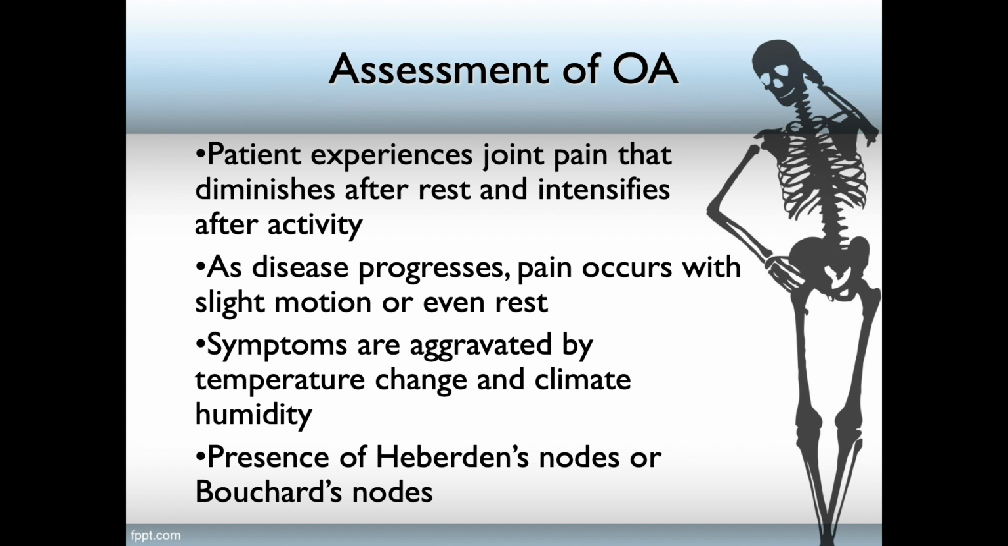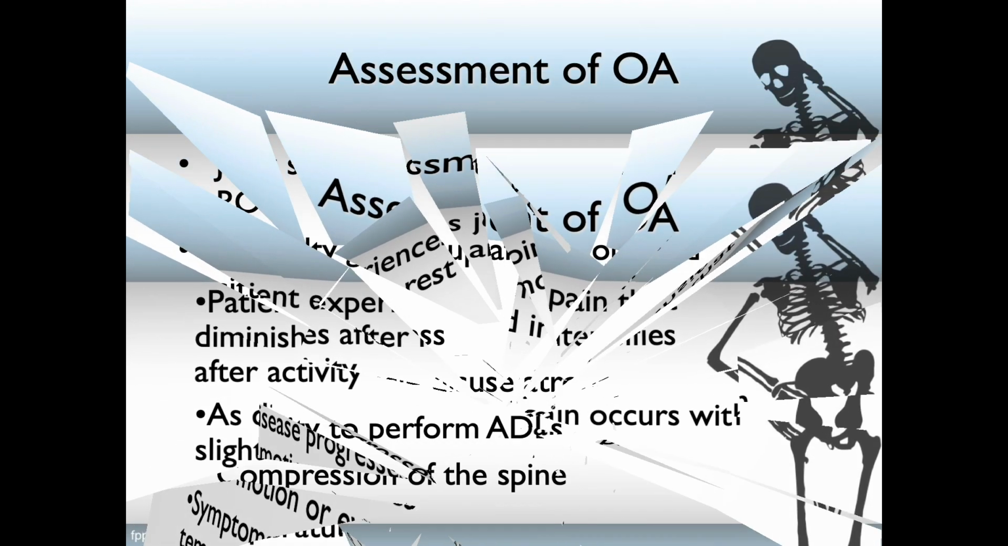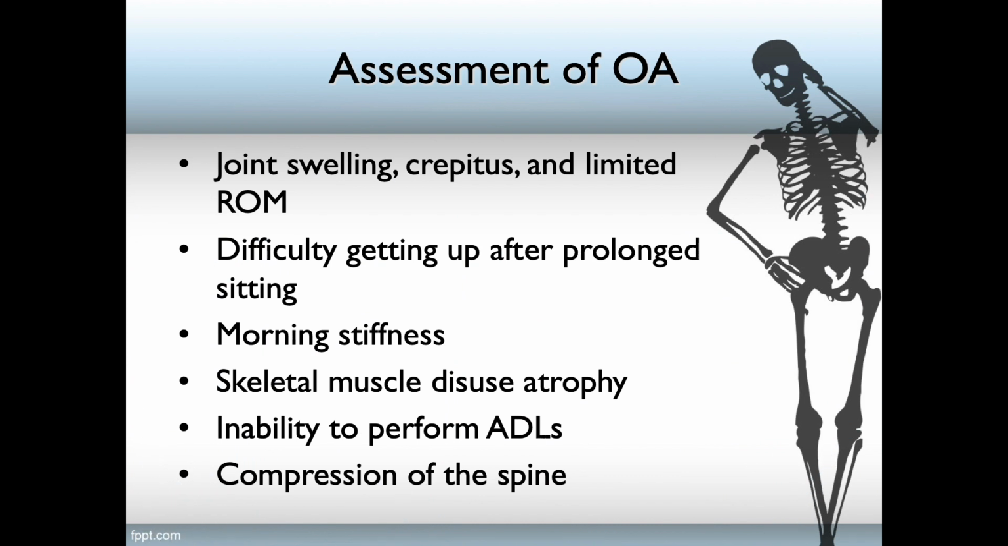Look for the presence of Heberden's nodes or Bouchard's nodes. The patient with OA will have joint swelling, crepitus, and limited range of motion. They will have difficulty getting up after prolonged sitting. They will complain of morning stiffness. You will note skeletal muscle disuse atrophy, particularly in the affected areas, leading to the inability to perform ADLs, and even the compression of the spine, causing loss of height.